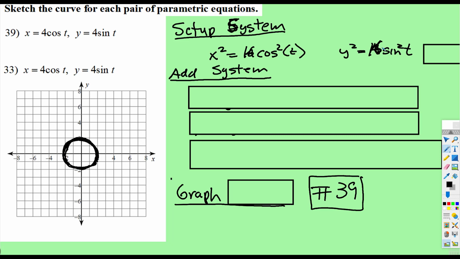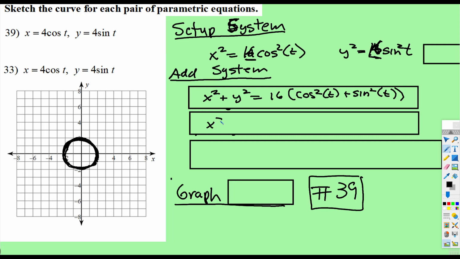Okay, so now we could go ahead and add the systems if we wanted. We're going to add each of the left sides: x squared plus y squared is equal to, well, these both share a 16, so I'm going to write 16 on the outside, times cosine squared t plus sine squared t. Some of you might be concerned that there's a t, but watch what happens. What's cosine squared theta plus sine squared theta? Yeah, that cancels to 1.